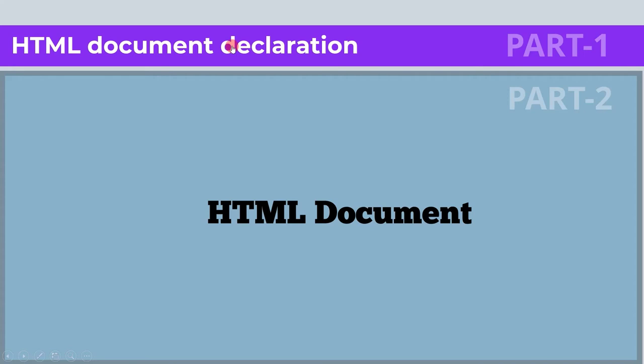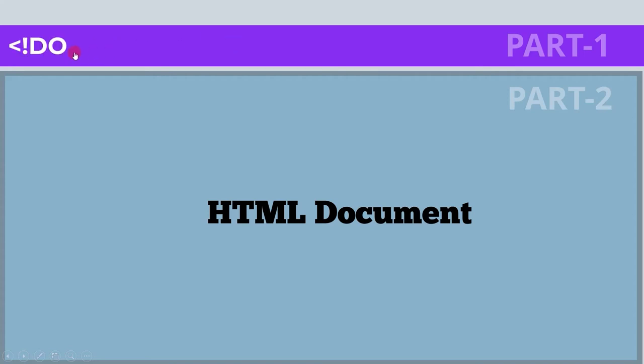To declare the HTML document, we use the doctype tag. Tag is nothing but the characters enclosed within angle brackets. If you see doctype, it is enclosed within the angle brackets. Therefore, we are calling it a doctype tag.